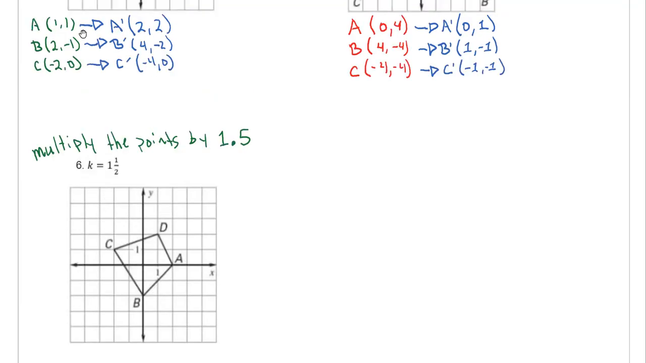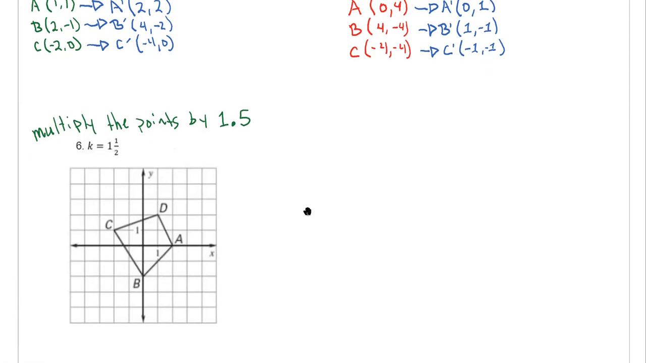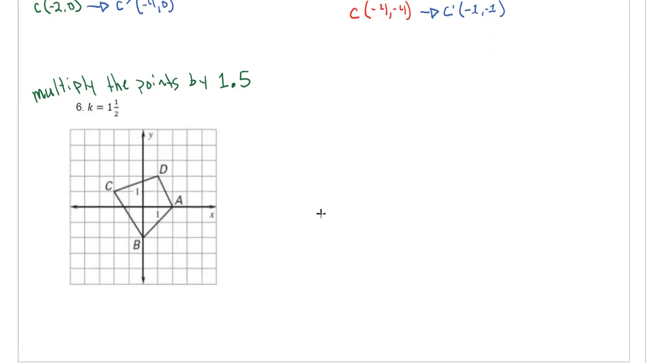Just like we did up here, write your original points and then multiply them and get your new points. And here, 1, 2, multiply by 1.5, and once you figure out the multiplication, you draw your new picture, and that should be your answer. All right, guys, so this was rotations and dilations.